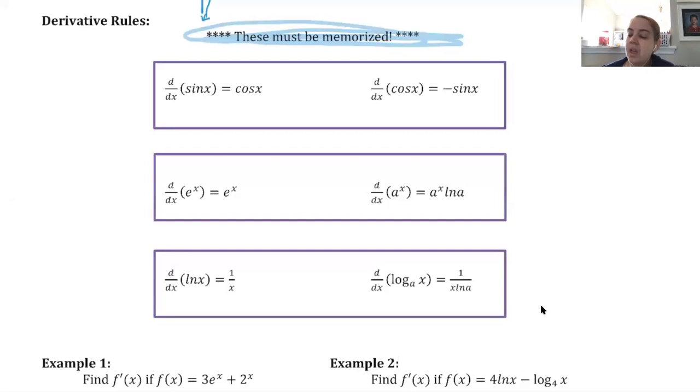You can do it. All right, let me share my screen again. Hopefully we're in good shape. So what do these look like when you go to find the derivative?